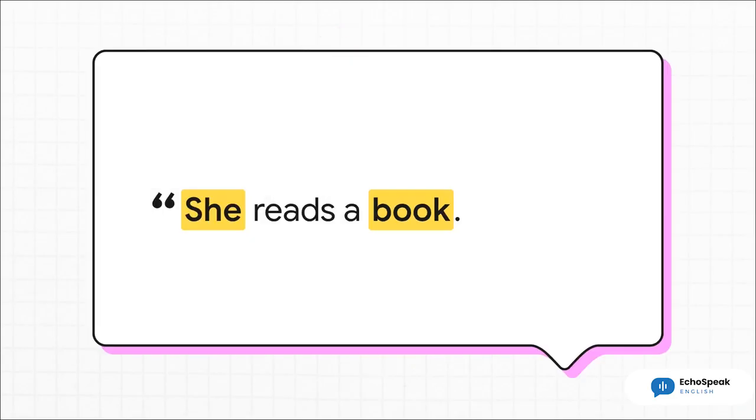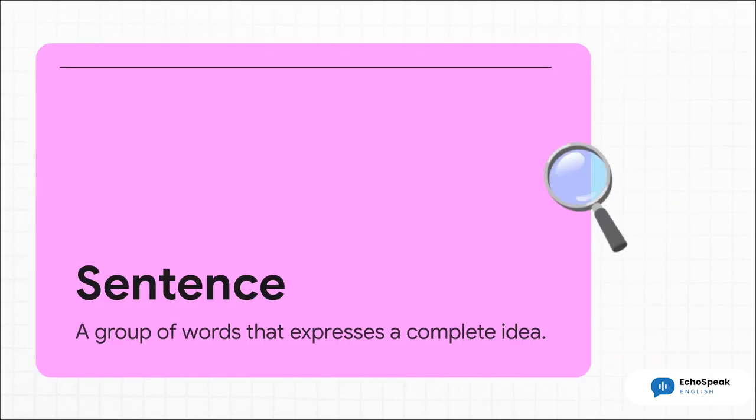Let's just jump right in with a simple example. Listen to this. She reads a book. Okay, she reads a book. That sounds like a complete thought, doesn't it? Exactly. It expresses a whole complete idea. So, what does that mean, a sentence? Well, it's just a group of words that gives you a complete idea.